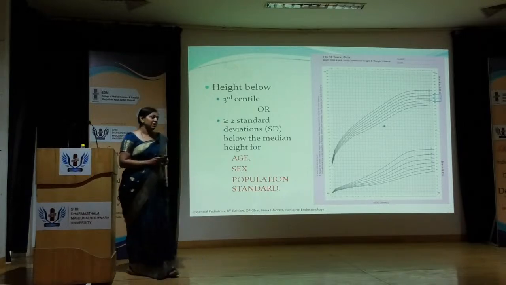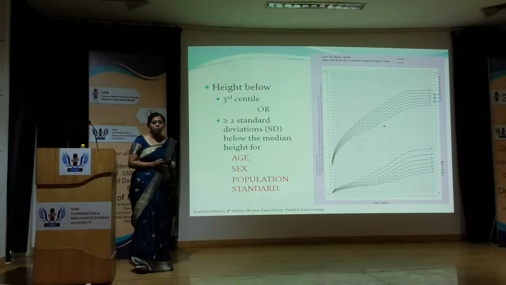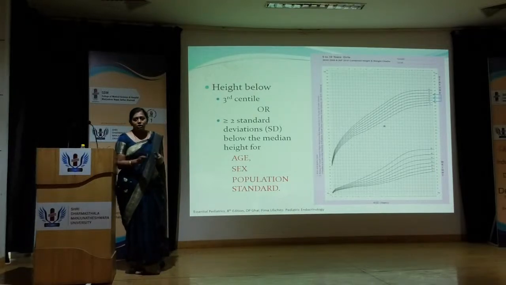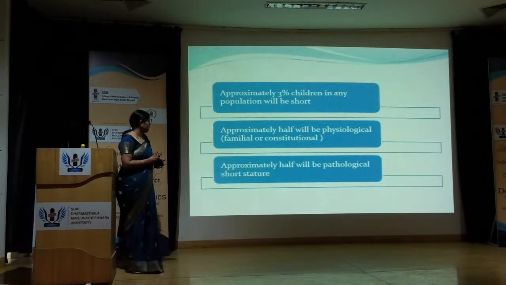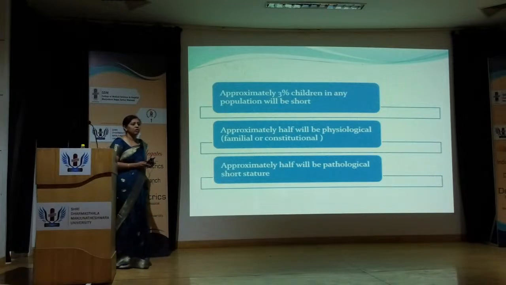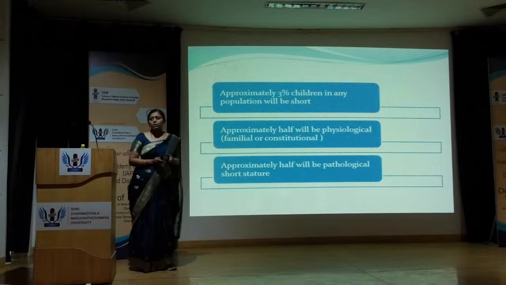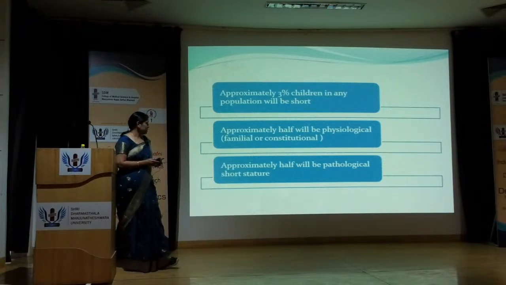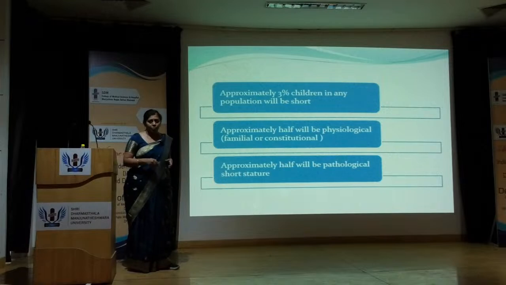The next is the population standards. We cannot plot our children on CDC growth charts, and we would feel that they are short compared to them. So we use a reference population growth chart. Approximately 3% of children in any population will be short, and half of them are physiological, the most common being familial short stature and CDGP, constitutional delay in growth and puberty. The remaining will be pathological, and among them even the endocrine causes are less common.